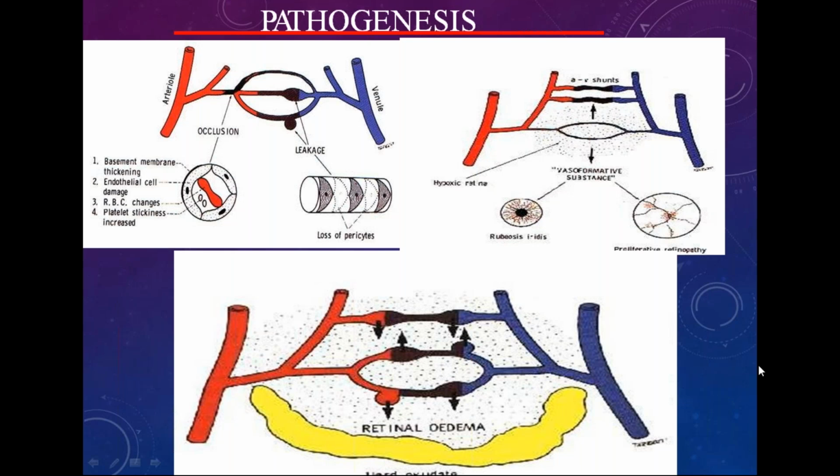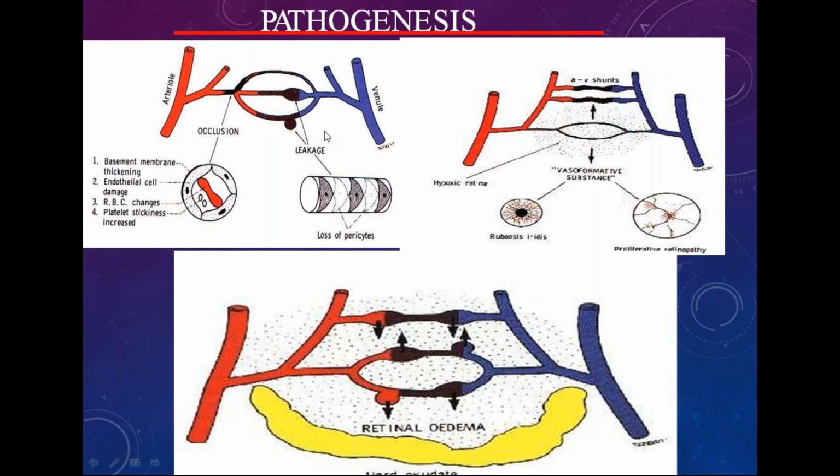This is the picture where you can see there is loss of intramural pericytes. Pericytes are lost. So whenever there is loss of pericytes, there will be leakage from the small vessels. There will be thickening of the basement membrane and endothelial cell damage. You can see here the basement membrane is thickened. There is damage to the endothelial cells, change in the shape of the RBC, and increased stickiness of the platelets. This is the pathology of diabetes.